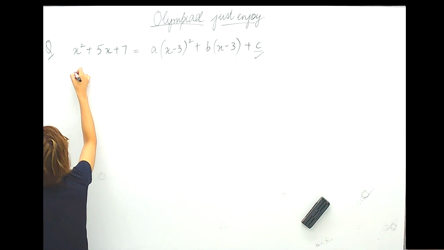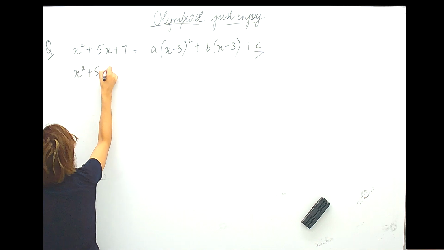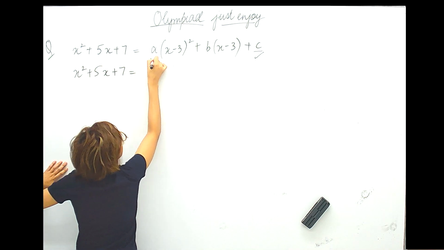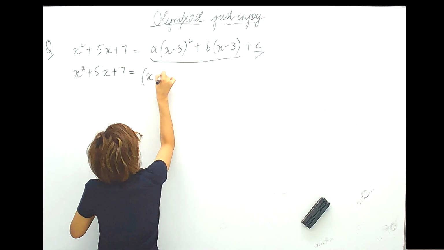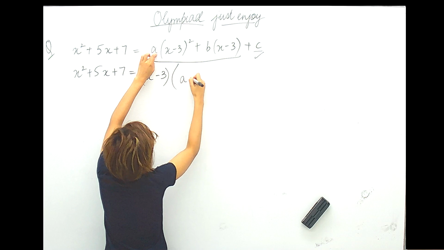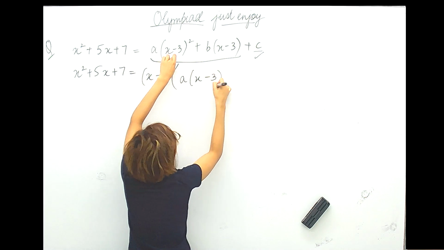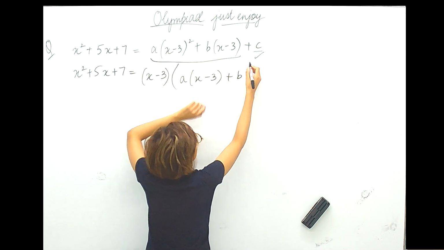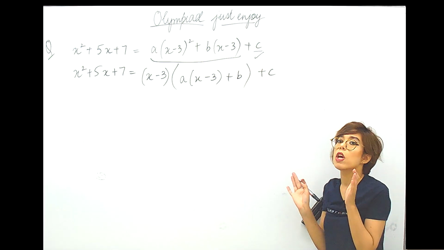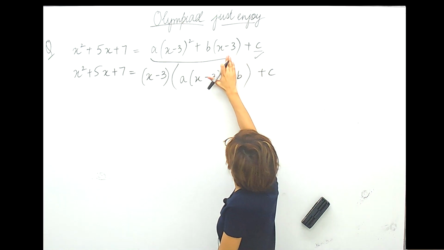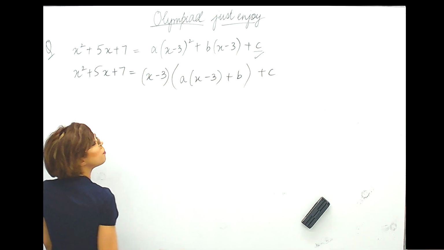I can write this as x square plus 5x plus 7 is equal to, I'll take x minus 3 common here. Right, what is left is a into x minus 3 plus b into 1 plus c as it is. I think now you will see how the synthetic division has to be applied. Why?